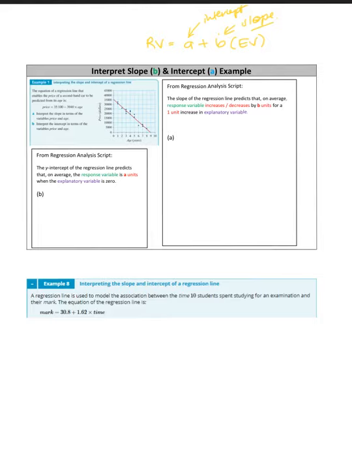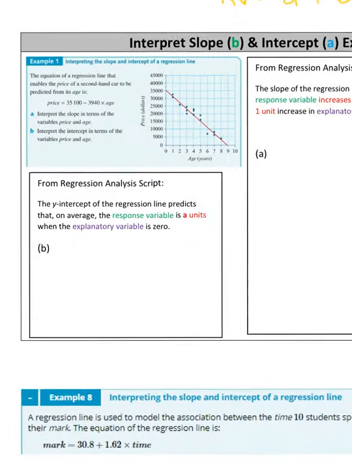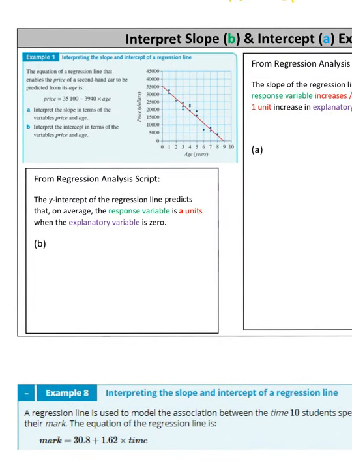For example, if we have a look at this one here: interpret the slope and the intercept of a regression line. The equation of a regression line that enables the price of a second-hand car to be predicted from its age is given by this. Price is equal to 35,100 minus 3940 times the age. Interpret the slope in terms of the variable price and age.